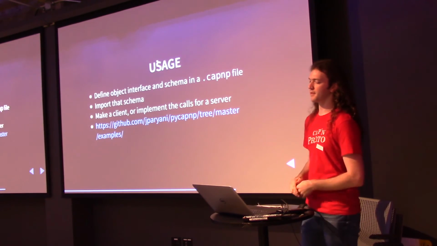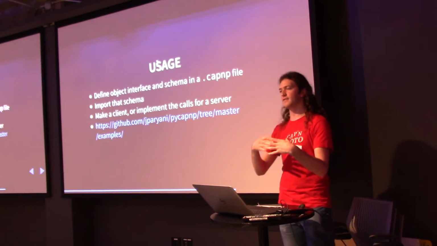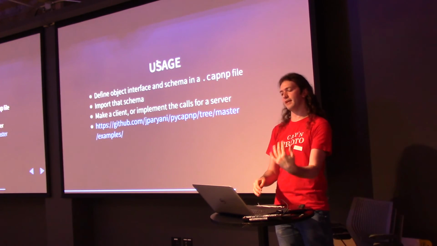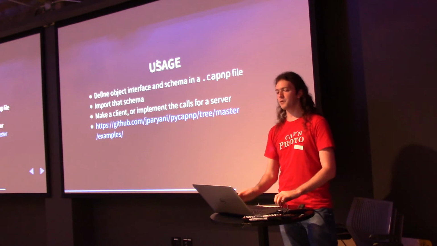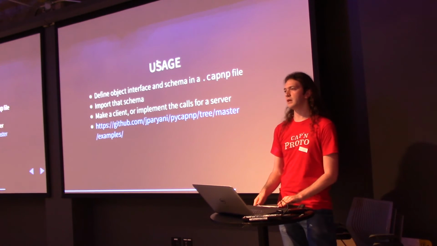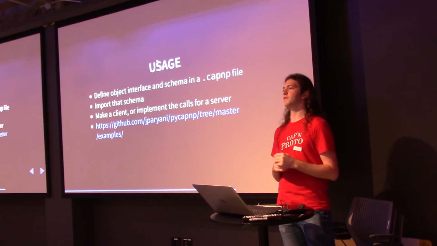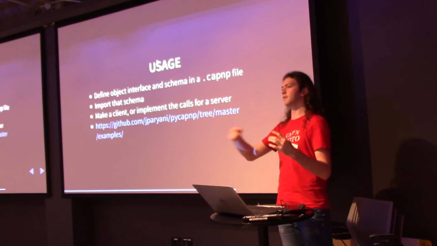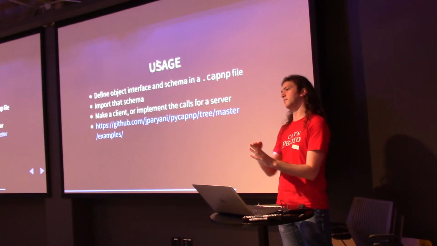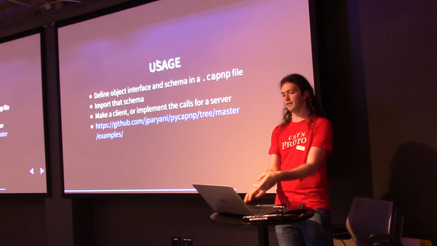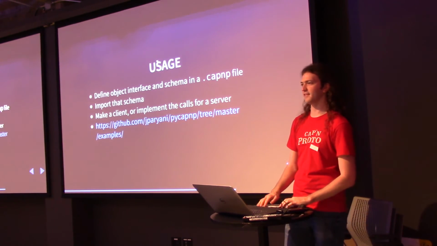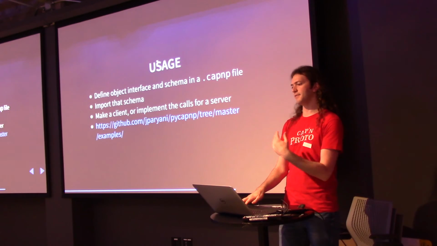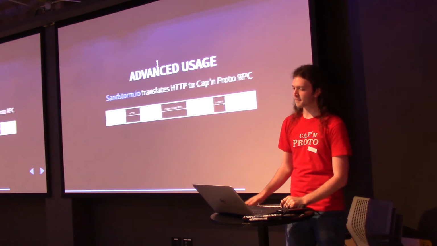So to use Cap'n Proto, you define your object interface and your schema in some .capnp file with a custom domain-specific language. Then from your code, you import that schema and specify interfaces, which you can have a client for or a server for. Your client can send calls, and your server implements code to run when that kind of call is received. There are some examples, which if you want to look at these slides later, I'm happy to show you. I'm just going to talk briefly about the high level, what we do in Sandstorm with these.